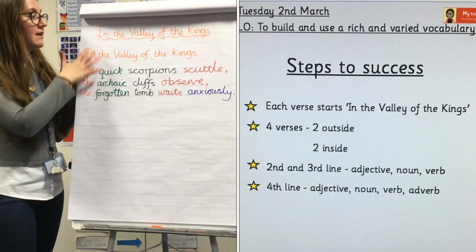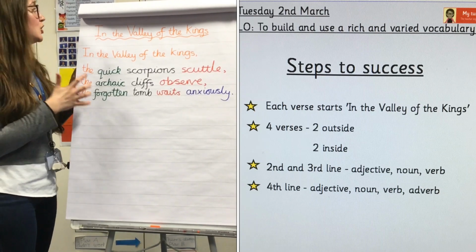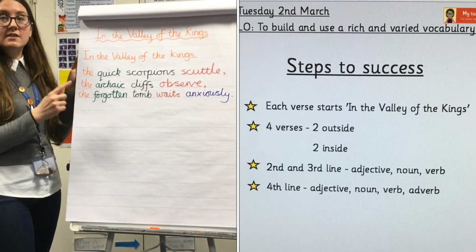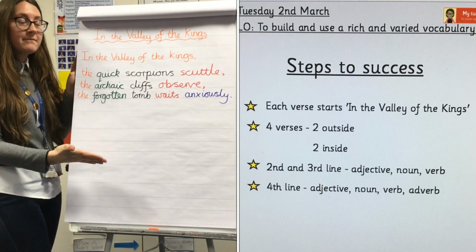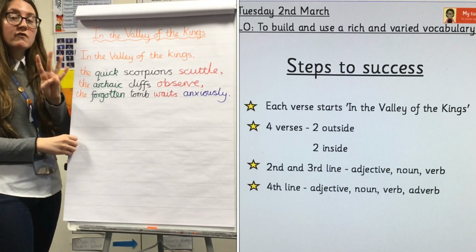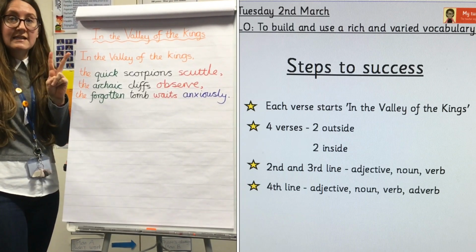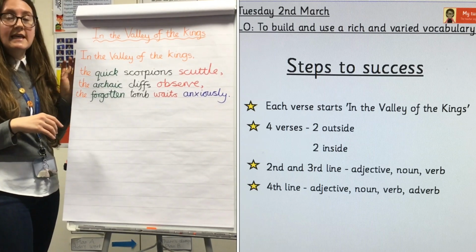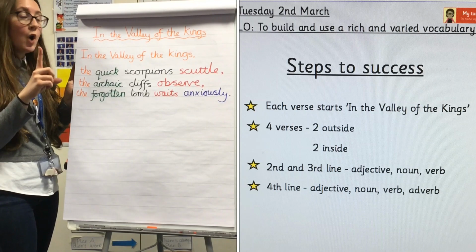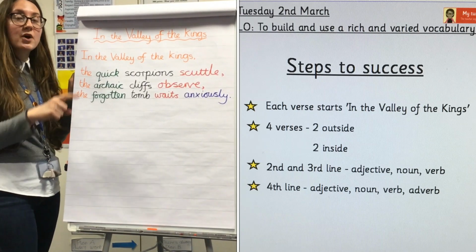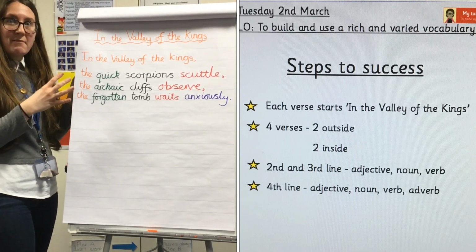So now that we've written the first verse together, let's break it down and come up with some steps to success together. So each verse is going to start with the line, in the Valley of the Kings. So that's going to repeat throughout your poem. You're going to be writing 4 verses in total. 2 about what you can see outside in the Valley of the Kings, and 2 about what you can see inside Tutankhamun's antechamber. Remember, today you're only writing the first 2 verses about what you can see outside. But by tomorrow you'll have a 4-verse poem.